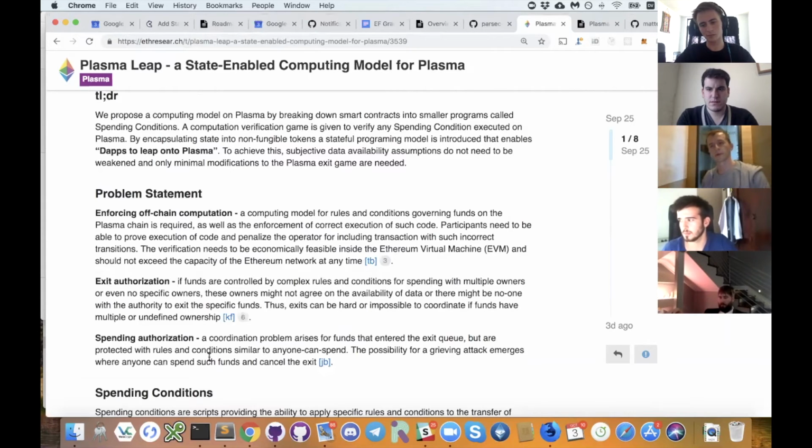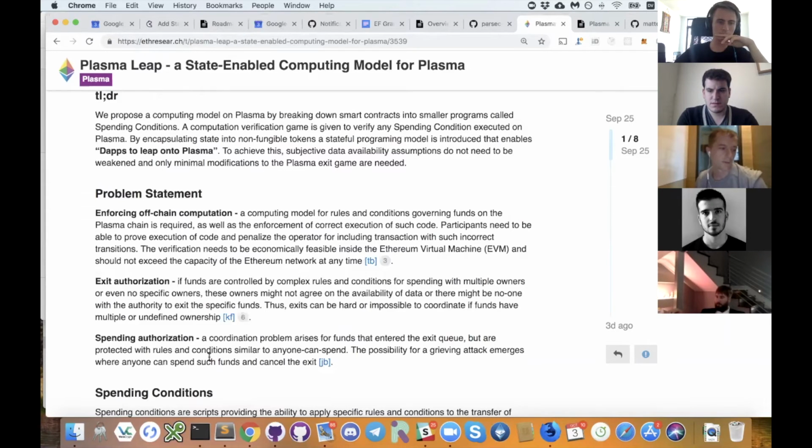So this Plasma Leap proposal is the idea to add computation without changing any assumptions about the subjective data availability or changing the exit game too much. The way we dug into this is by looking at Bitcoin pay-to-script-hash. I don't know if you guys remember that. In Bitcoin pay-to-script-hash, in the address you just provide a hash of the script, and then the input has to bring the script and the data with which the script evaluates to one.